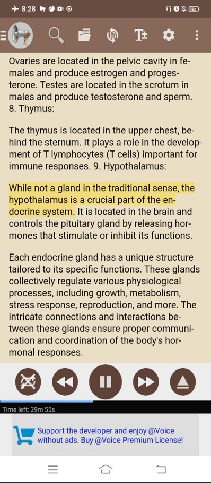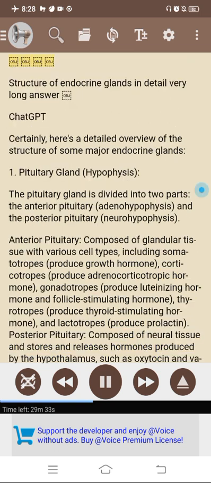9. Hypothalamus. While not a gland in the traditional sense, the hypothalamus is a crucial part of the endocrine system. It is located in the brain and controls the pituitary gland by releasing hormones that stimulate or inhibit its functions. Each endocrine gland has a unique structure tailored to its specific functions. These glands collectively regulate various physiological processes, including growth, metabolism, stress response, reproduction, and more. The intricate connections and interactions between these glands ensure proper communication and coordination of the body's hormonal responses.